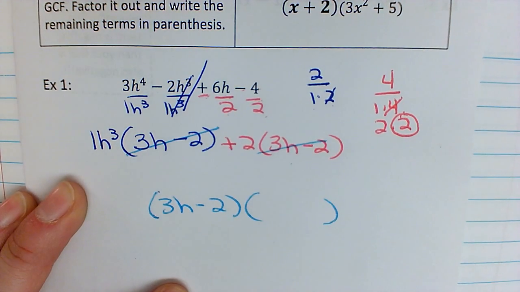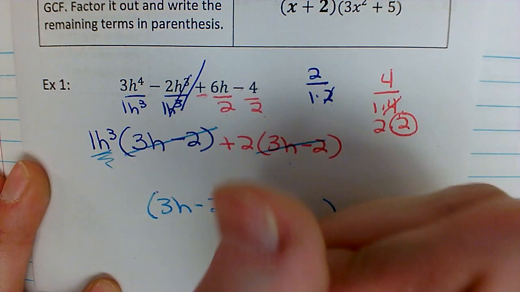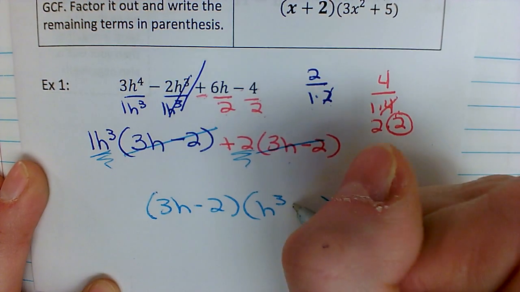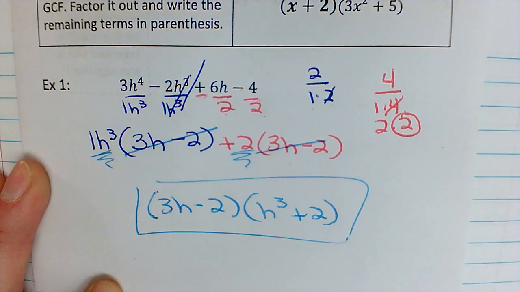So once I've taken it out of both of those, what's remaining is the 1h cubed, and I just dropped the 1 right there, and the plus 2. So I'm going to put my plus 2.